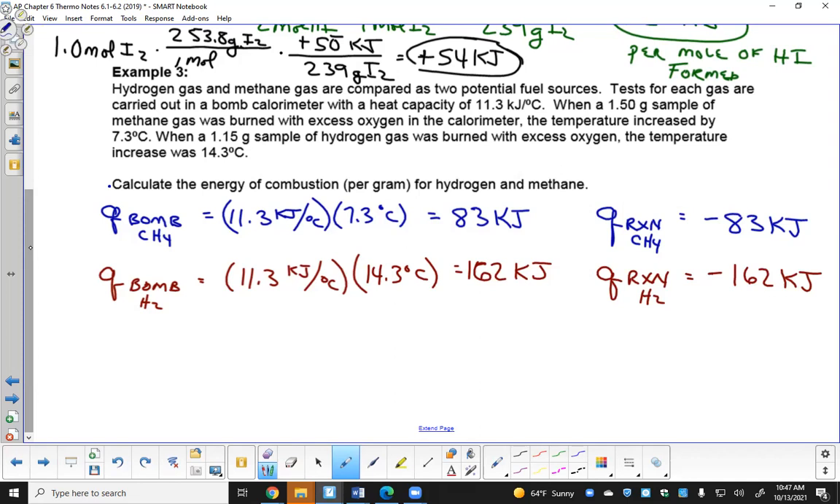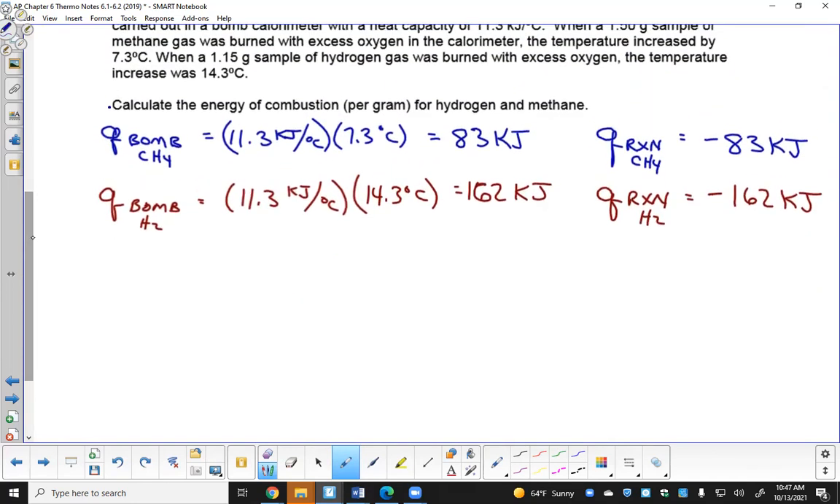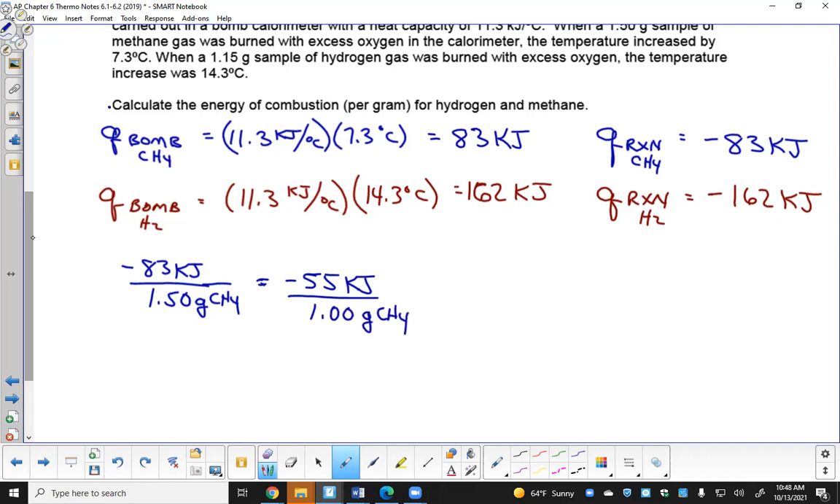So we know how much energy each produced, but the problem is we weren't comparing things on a level playing field. That's the energy produced for 1.5 grams of methane and for 1.15 grams of hydrogen. So to level the playing field and do a per gram analysis, I'm going to take the negative 83 kilojoules for 1.50 grams of CH4 and get negative 55 kilojoules per 1 gram of CH4. I suppose if I was paying attention to sig figs, I'd have to drop it down to 2 sig figs at this point.